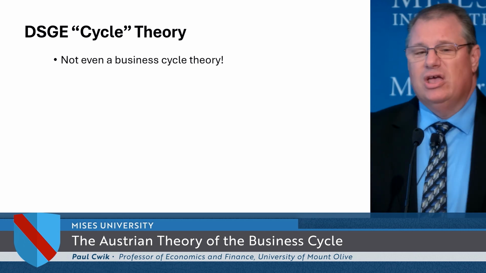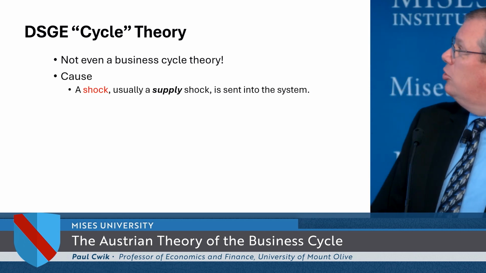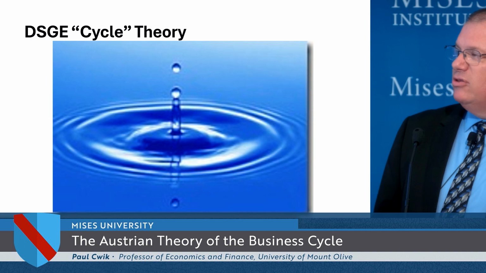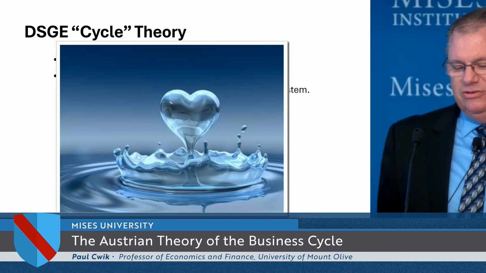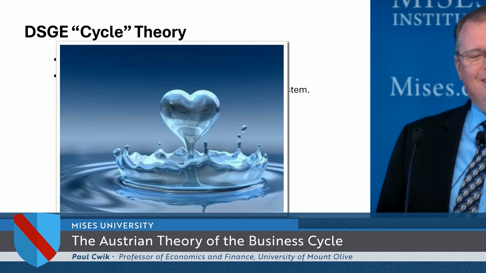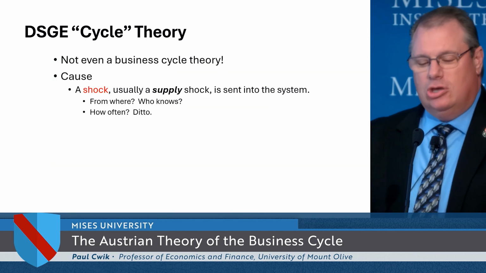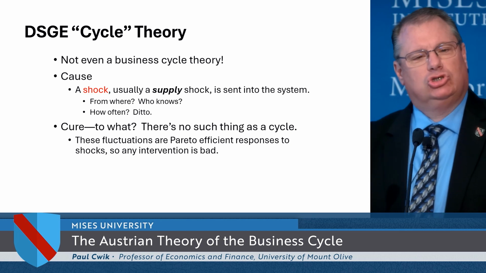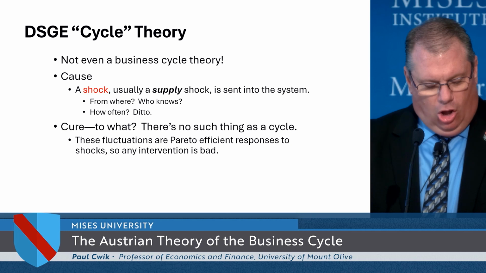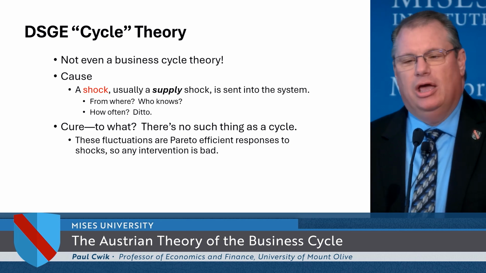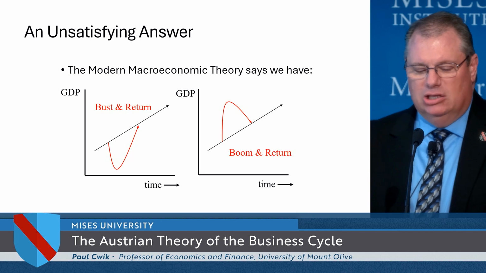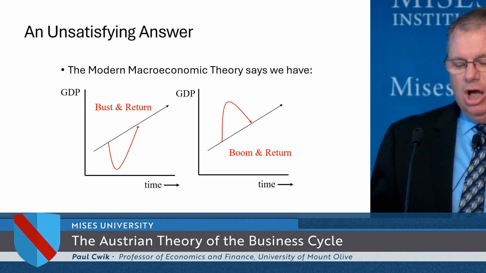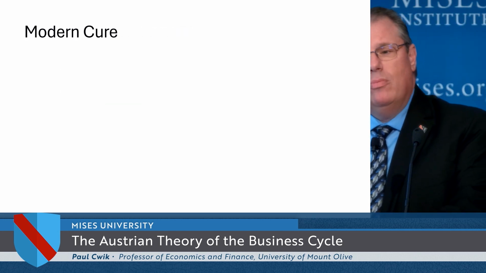You see, what you have is a shock to the system. So you have a shock, and it's like throwing a rock into a pond, boom. But it doesn't have to be a negative shock. It could be a positive shock. Aww, isn't that nice? Like, that's great. Okay, but what's the cure, right? What's the cure? There's no such thing as a cycle when it comes to these sorts of models, right? All we have are Pareto-efficient responses to shocks, and any intervention is bad. This is a highly unsatisfying answer. So modern macroeconomic theory either gives us a bust and a return, or a boom and a return.